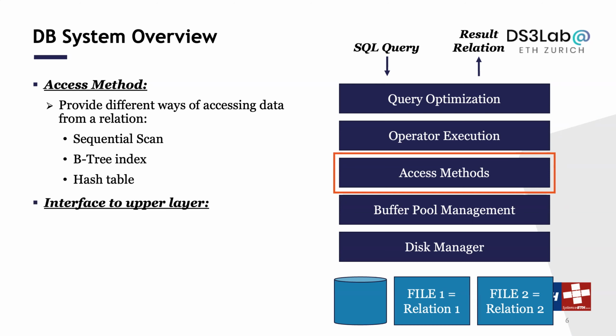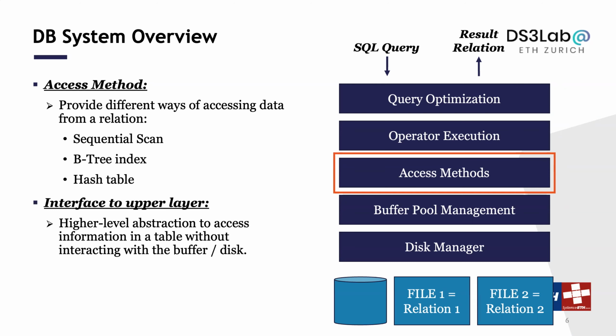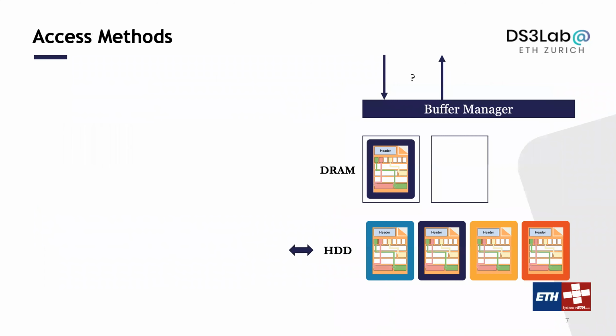So the interface it provides to the upper layer is really all these higher level abstractions to access information on the table without interacting with the buffer or without interacting with the hard drive, without parsing the tuple by itself, for example.